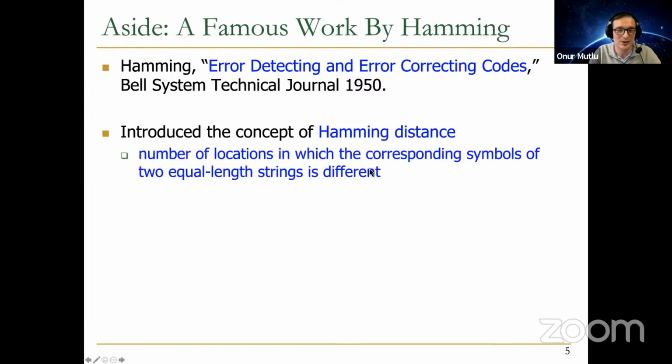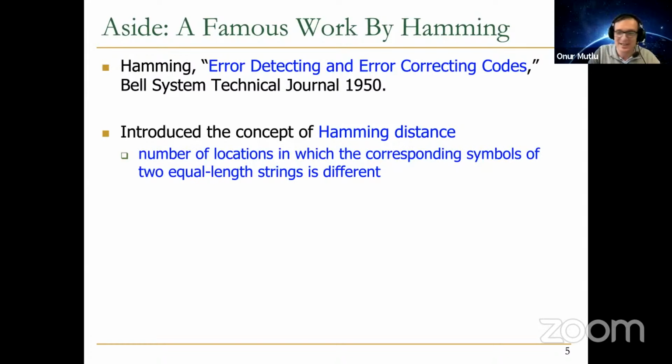And Hamming distance, if you don't know about it, clearly some of you know about it, but if you don't, it's basically a metric to compare two equal length strings with. Essentially, the metric is defined as the number of locations in which the corresponding symbols of two equal length strings are different.